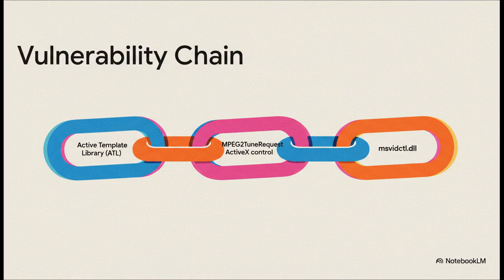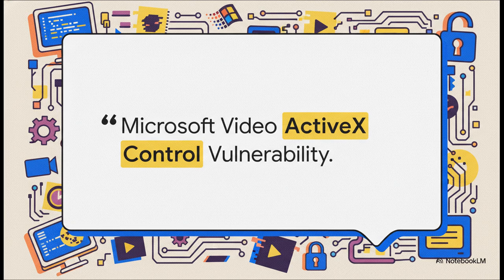The flawed function is part of the Active Template Library, which you'll see called ATL. It gets used by something called the MPEG2TuneRequest ActiveX control, which itself is located inside a file named msvidctl.dll. It's the combination of all these pieces that creates the perfect storm for an exploit. In fact, this whole case has an official name. It's known as the Microsoft Video ActiveX Control Vulnerability. And that name points us directly at the technology it takes advantage of, a piece of software that was designed to handle video streams way back in older versions of Windows.